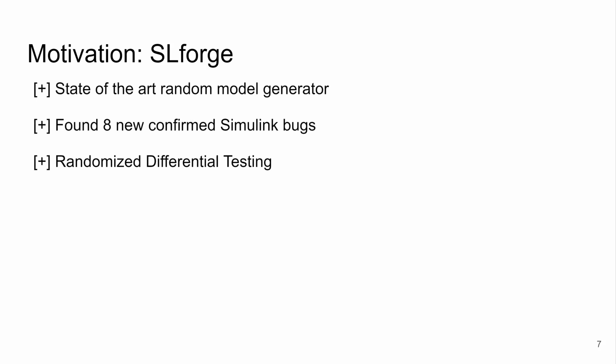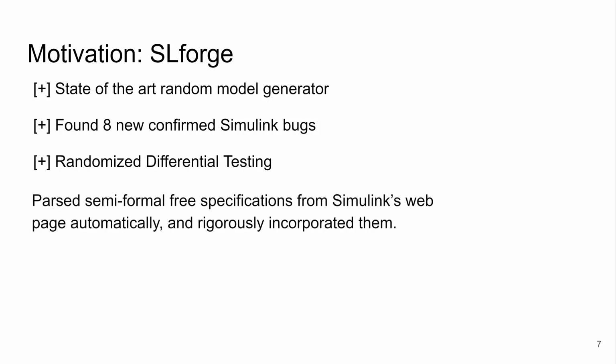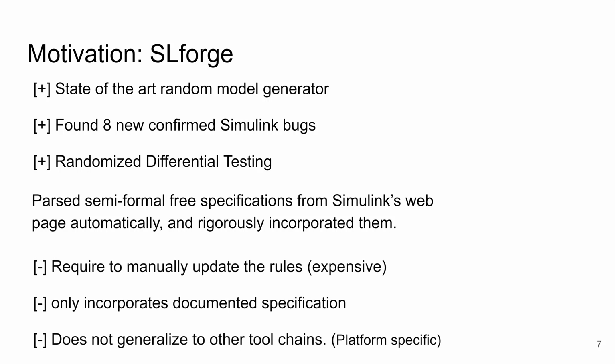SLforge has proven effective and has established itself as a state-of-the-art random model generator, triggering 8 new confirmed bugs. However, the tool's random model generator component is guided by the free-form specification parsed from Simulink's webpage. It is able to encode only a small subset of the Simulink specification despite significant research and engineering investment. The problem is further amplified by the need to manually update the tool whenever Simulink adds or changes its rules. And the engineering effort does not translate well to other toolchains, as the tool is tightly coupled with Simulink.